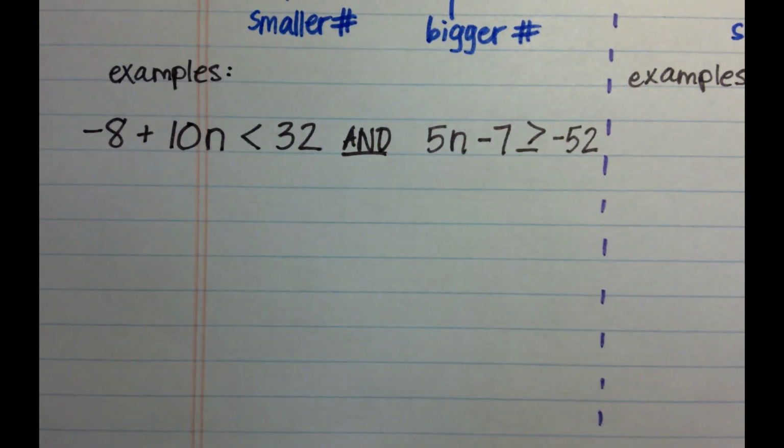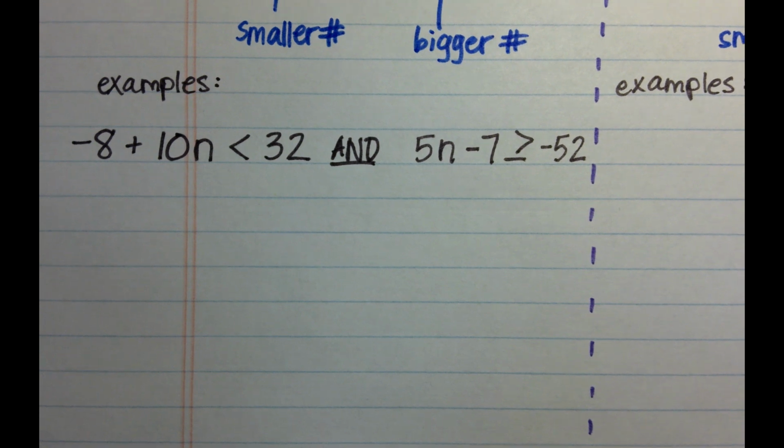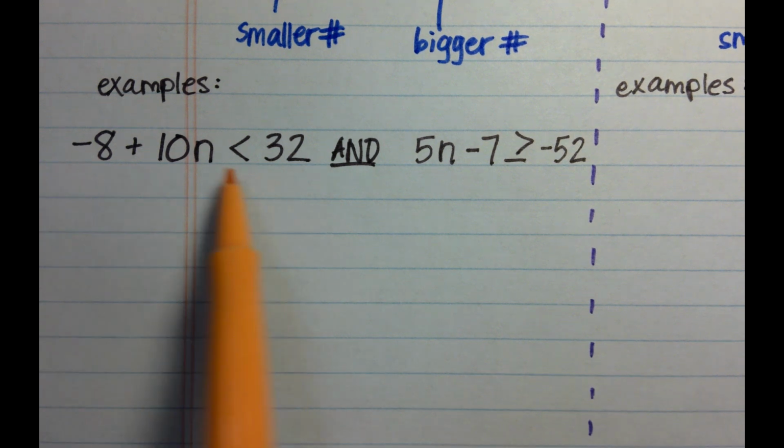Here's what it'll look like as a problem. So we have both of these written. What we're going to do is just solve these one at a time. Let's start with the first one. Negative 8 plus 10 times n is less than 32. What would I do first?